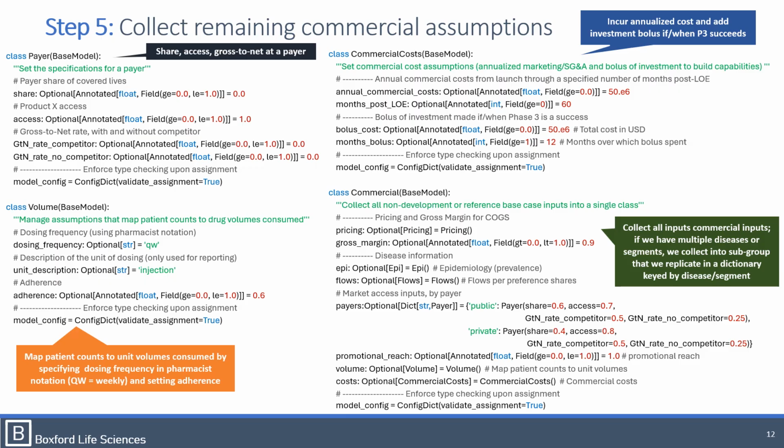We then take all these commercial assumptions: pricing, epidemiology, flows, payer specifications, volume, costs. We add a few more things like the gross margin and promotional reach, which, like access, is a haircut on the share that we apply, in this case on the efficacy of the marketing and sales support that we have, and we collect all those into a set of commercial inputs.